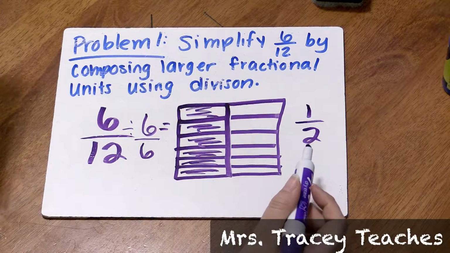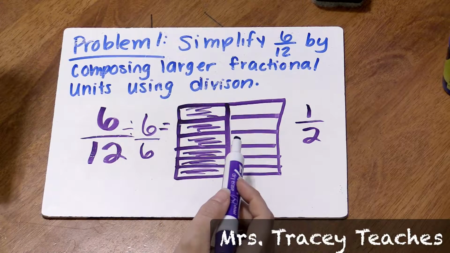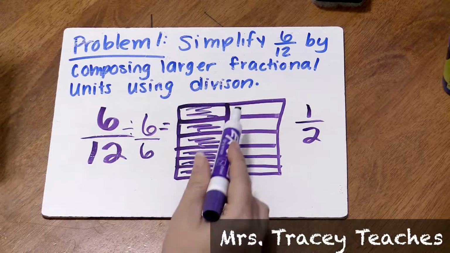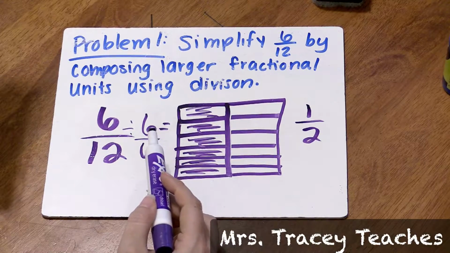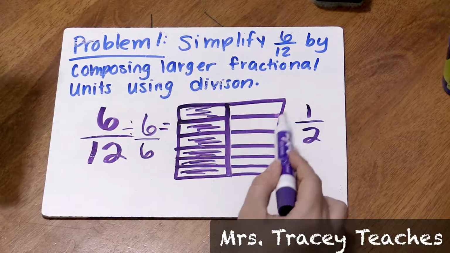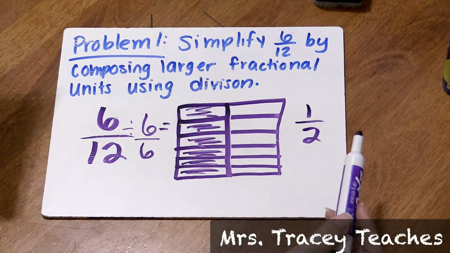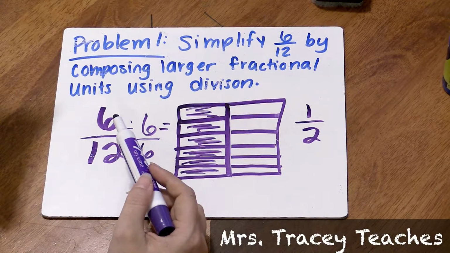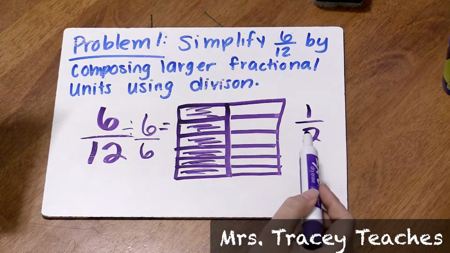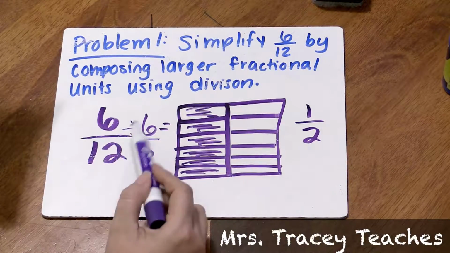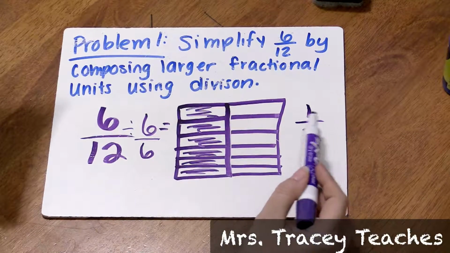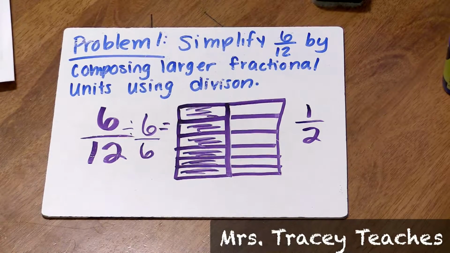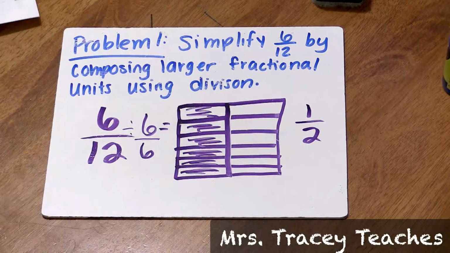And so what happened to the size of the units and the total number of units? Well, the size of the units got larger, and there are fewer units in the whole. The units are 6 times as large over here, but the number of units is 6 times less over here. The units got larger this way, but the number of units got smaller that way. So let's try some more simplifying.